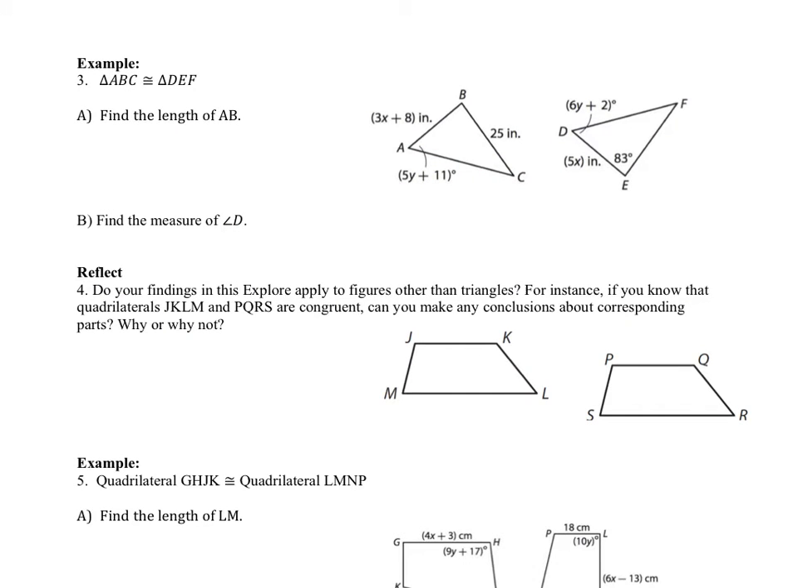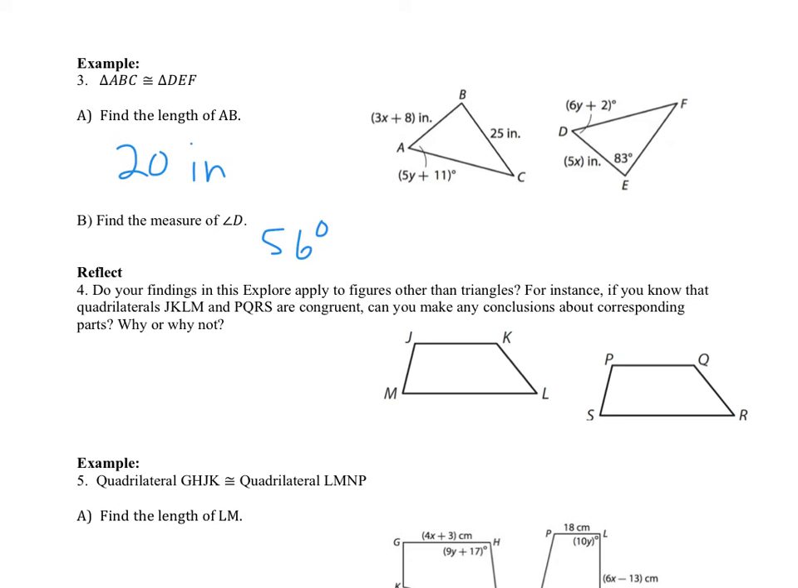All right, so here's another example. We're told that triangle ABC is congruent to triangle DEF. We want to find the length of AB and find the measure of angle D. So see if you can figure those out, and again, you'll answer those questions. And there you go with your answers for 3A and B.